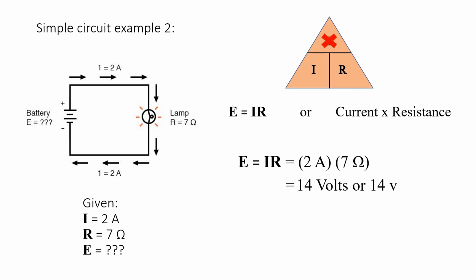Therefore, for an electrical circuit with a current of 2 amperes and a lamp having 7 ohms resistance, will have a voltage of 14 volts.